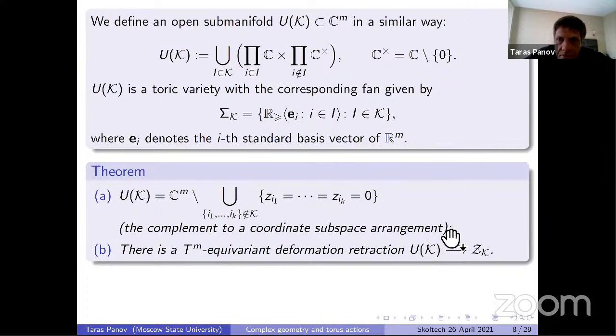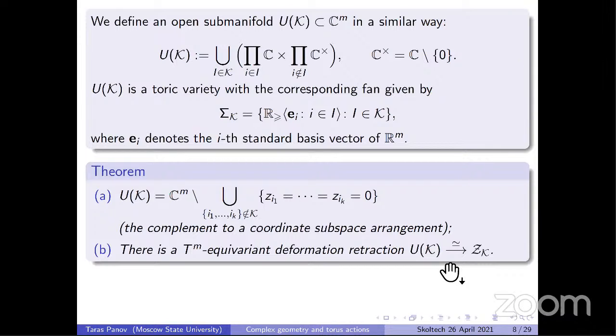And obviously, ZK sits inside U of K because the disk sits in C and the circle sits in C star, but it's actually a deformation retraction. So the two things have the same homotopy type. This is just a combinatorial topological result. It has nothing to do with toric geometry. In toric geometry this has some meaning, but toric geometry is a rather restricted case where you have fans and so on. Here it's a purely topological statement. But there is an equivariant deformation retraction. I'm not going to prove it.